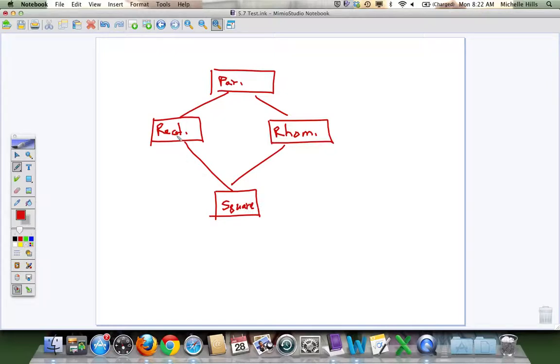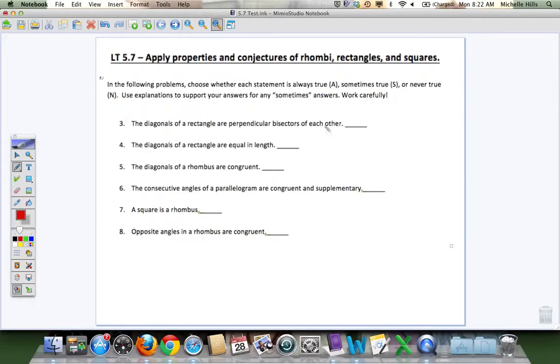So while the diagonals of a rectangle do bisect each other, they aren't perpendicular. But the diagonals of a rhombus are perpendicular. So if the rectangle is also a square, then the diagonals are perpendicular. So this is sometimes, and when it is a square.